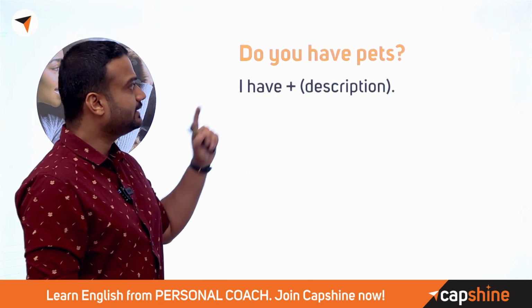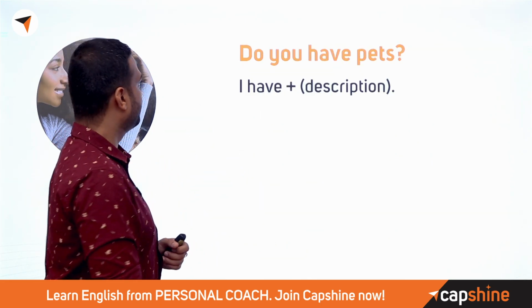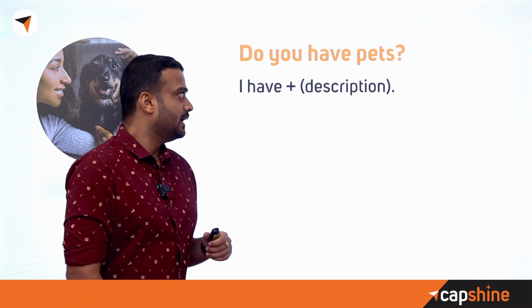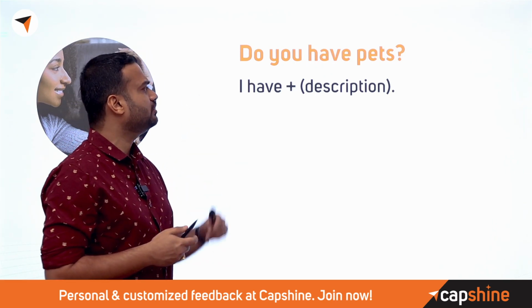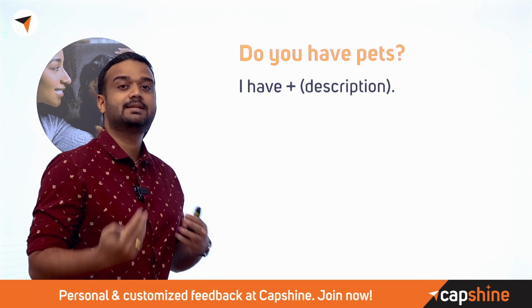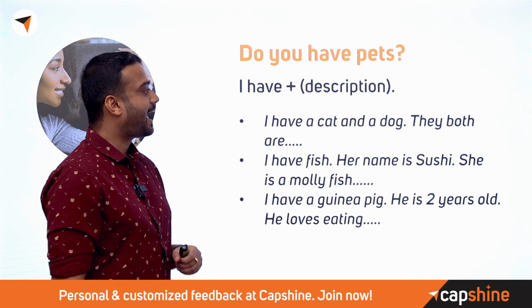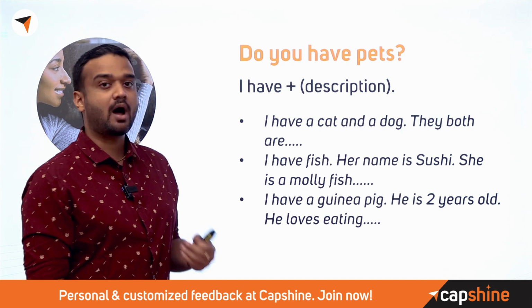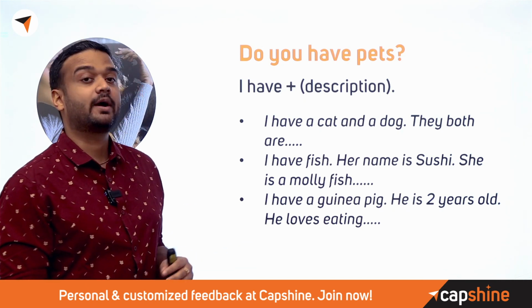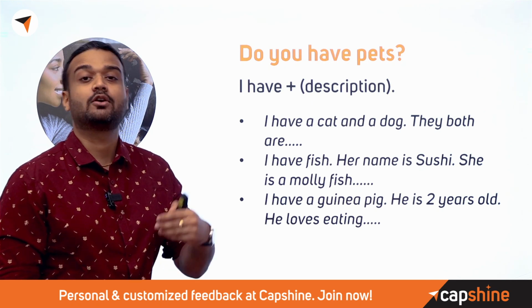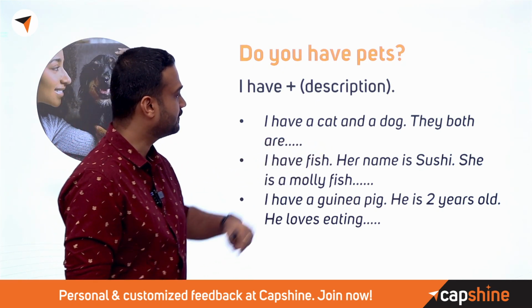Let's talk about the first conversation point. Do you have a pet? That's usually the first conversation point you can have to start the conversation. You should respond with "I have" and the description. So, I have a cat and a dog. They both are quite sociable, or they both are quite adorable. You could use an adjective of your choice.